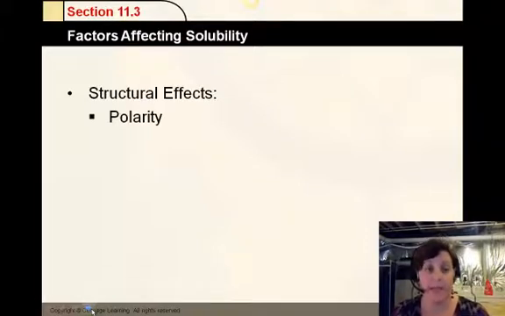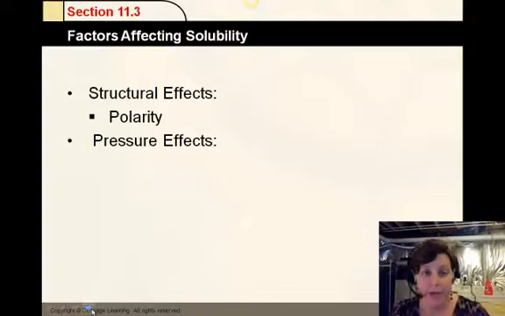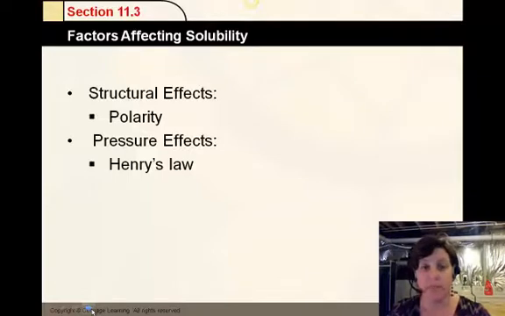Remember, like dissolves like. Pressure effects, which we would know as Henry's law. This is how pressure relates to solubility. For gases, this is especially important because as pressure increases, solubility of gases in liquids increases.